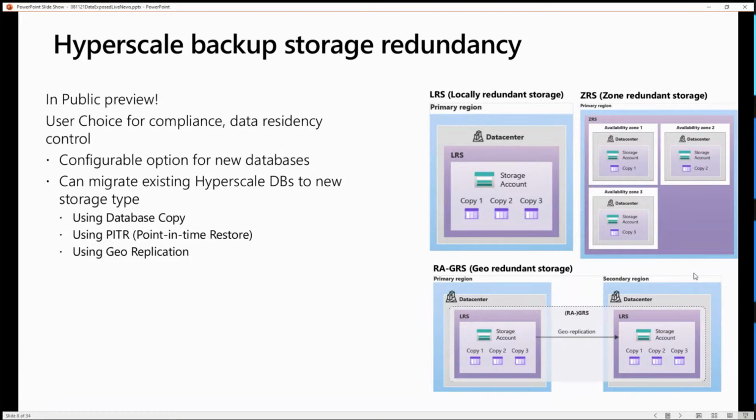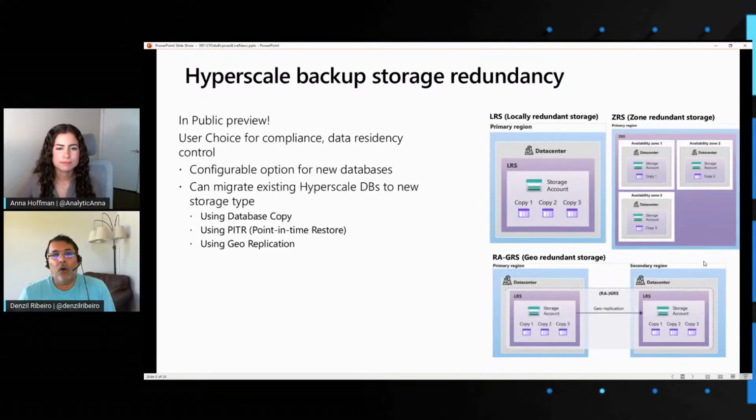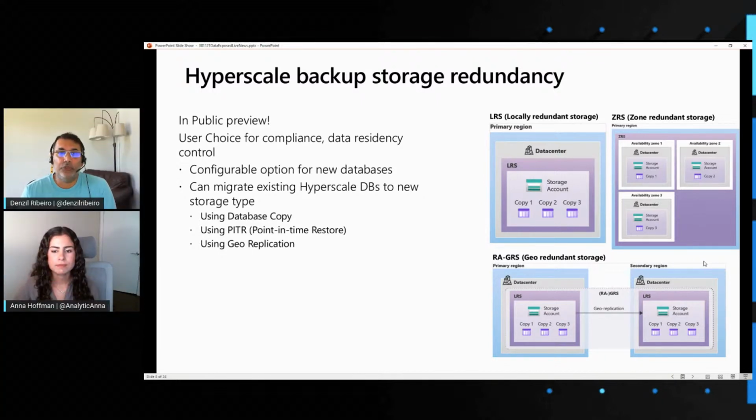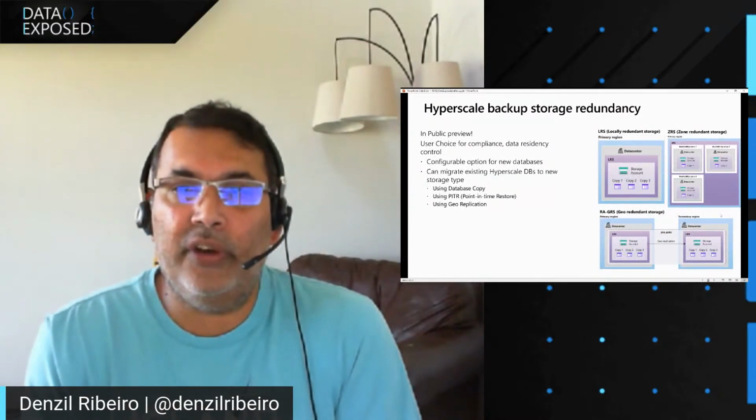So one distinction in Hyperscale, though this is backup storage redundancy, all the Hyperscale backups are from snapshots. So the data follows the backup almost, because from a snapshot's perspective, your storage account where the data resides and the snapshot resides have to be of the same type. So choosing one indirectly implies you're choosing the other.